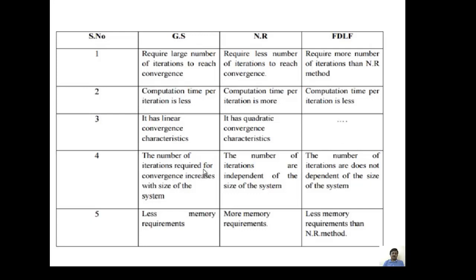The number of iterations required for convergence increases with the size of the system in the Gauss-Seidel method. The number of iterations is independent of the size of the system in the NR method, and the same here: the number of iterations does not depend on the size of the system in the fast decoupled method. The memory required is less in Gauss-Seidel because there are no complicated matrices. Whereas in the NR method there is a Jacobian matrix and more complicated calculations, so the memory requirement is more. In the fast decoupled method less memory is required because we are neglecting some part of the Jacobian matrix and making the system fast.